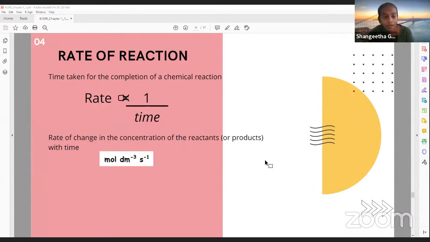Now, there is a mistake in this slide. I would like you to correct it. This one is inversely proportional. This is not equals. To summarize the whole thing, your rate of reaction is basically talking about the time taken for the completion of your chemical reaction. So your rate is actually inversely proportional to time, or 1/time. You're talking about the rate of change in the concentration of your reactants or your products over time. That's why you have d of your reactant or d of your product over dt, which is change in time. Please make this change. This is not equal; it should be inversely proportional.